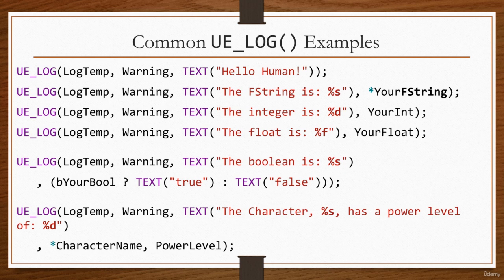Then you can also print out multiple things using multiple specifiers, as I mentioned before, using the comma separated list. So in this case we have an FString again, some character name, and we're going to print that out. But we also have an integer, so we do %d, so the d specifier, and we pass in some power level, some integer variable. So I hope you find this slide useful.